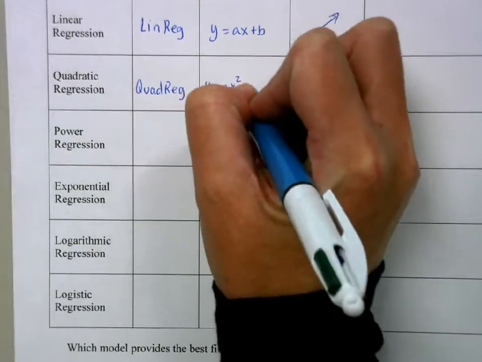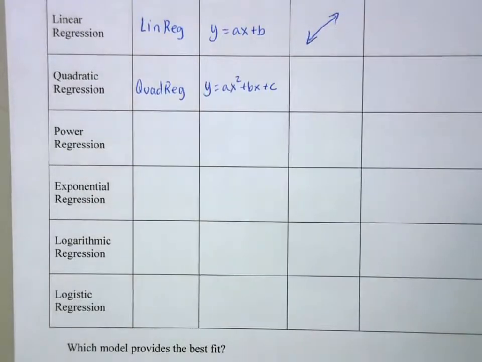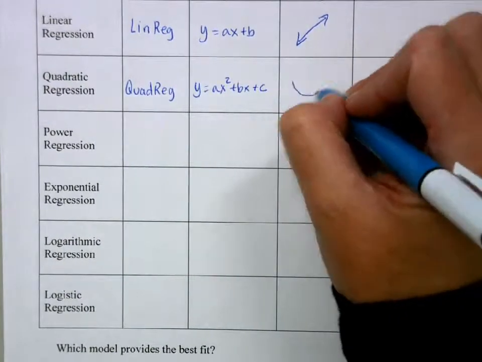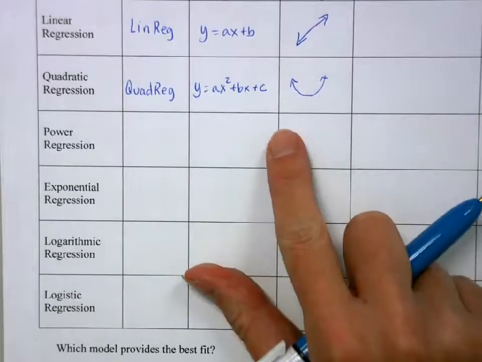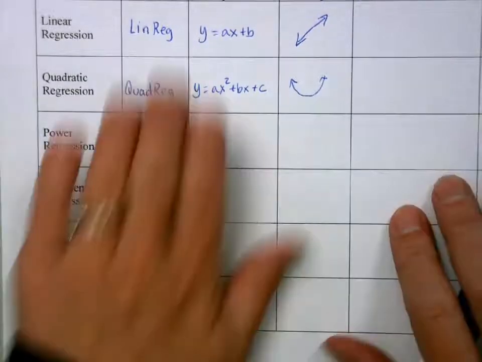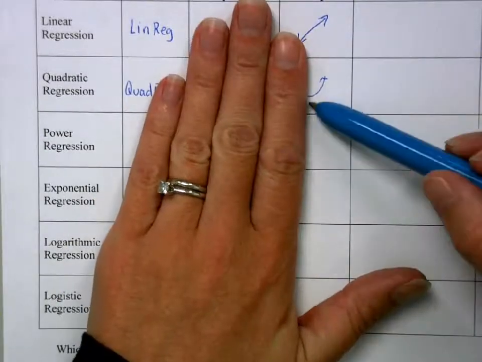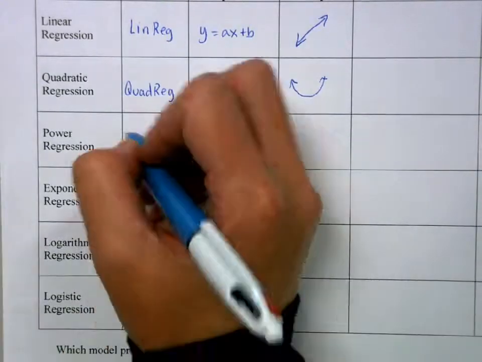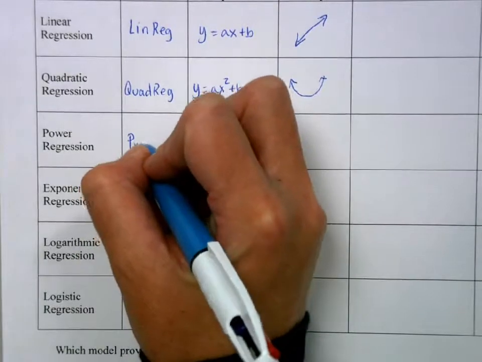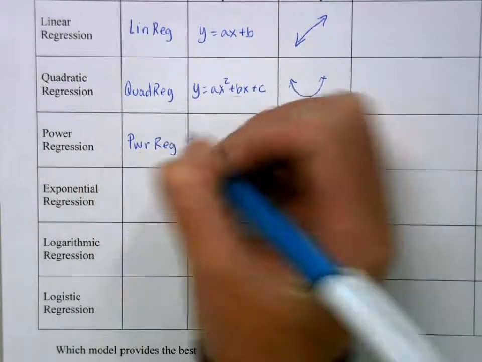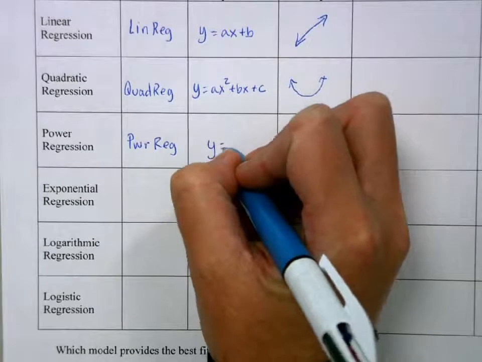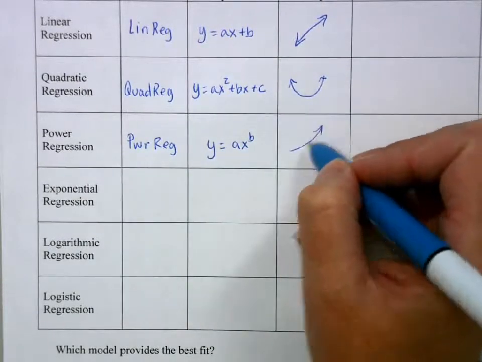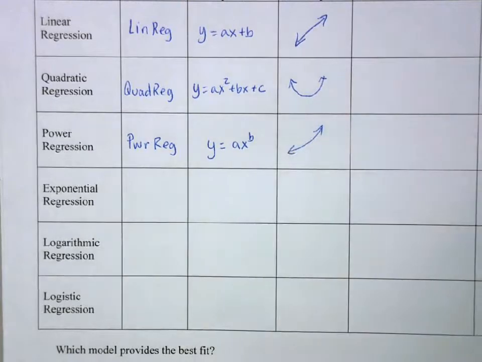The general equation is y equals ax squared plus bx plus c, and a quadratic regression would look like this. Now, it doesn't necessarily mean it decreases and increases. You can have a quadratic regression that looks almost exponential. A power regression is PWR reg. The general equation is y equals ax to the b. Okay, and that's similar to exponential or even the quadratic exponential regression.